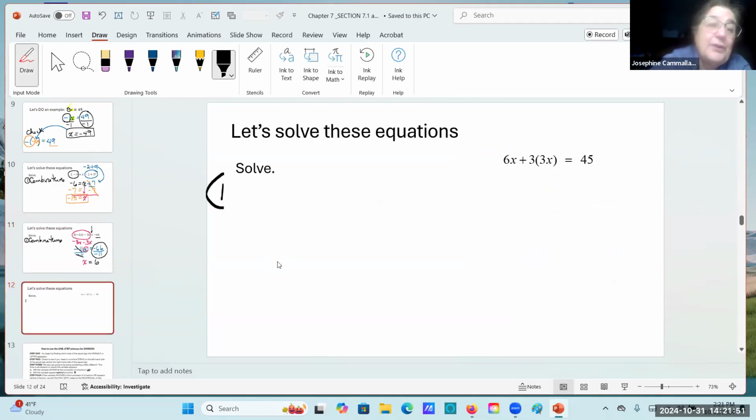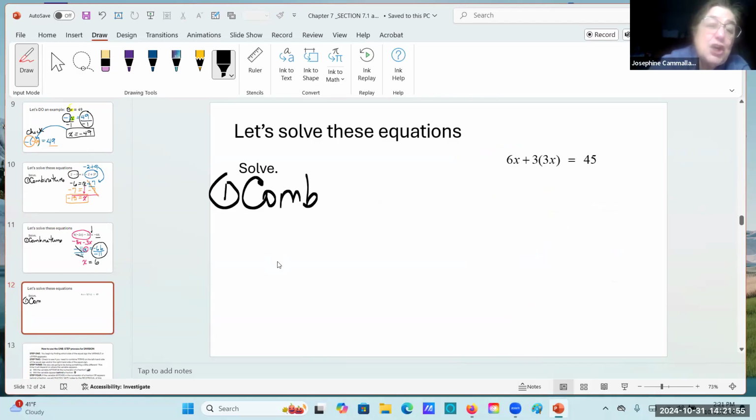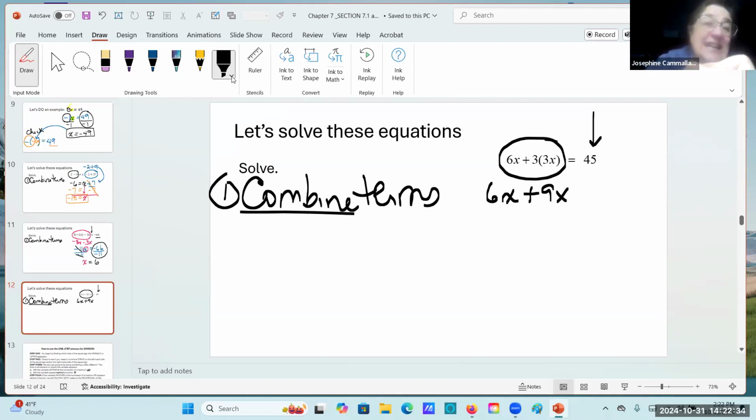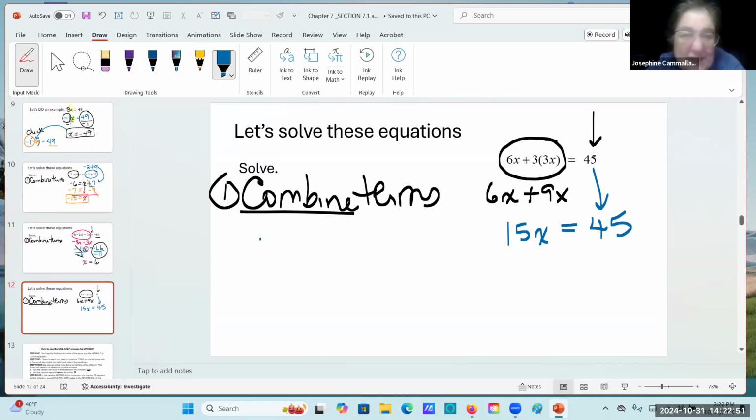Now, again, first step, combine terms. How do you know that you have to combine terms? Well, first off, this right side is all by itself. But look at what's on the left side. We happen to have 2 x's, which means I've got to combine them in some way, shape, or form based upon order of operations. This is going to give me 6x plus 9x. Now I'm adding 9 and 6 to get 15x. This is equal to 45. This one number isn't moving, it's staying. Do not move it.